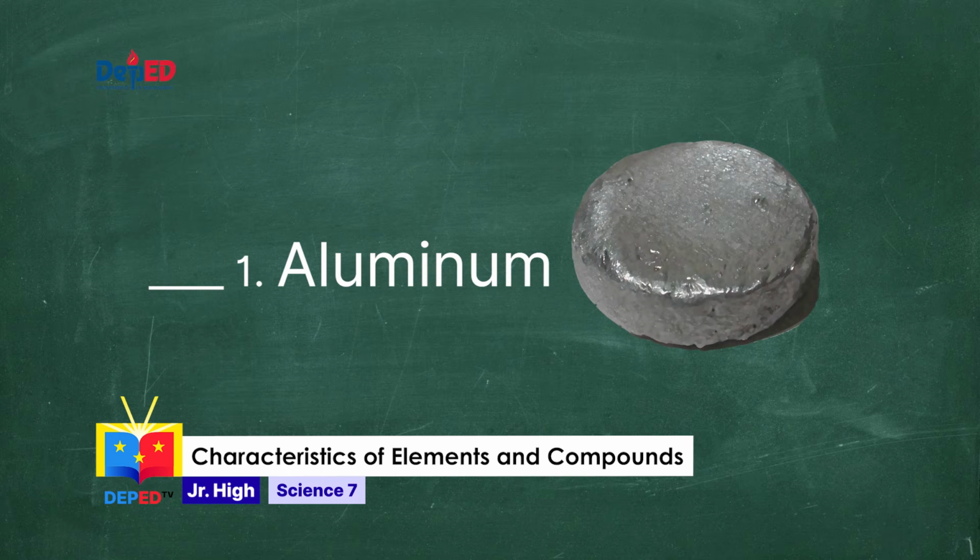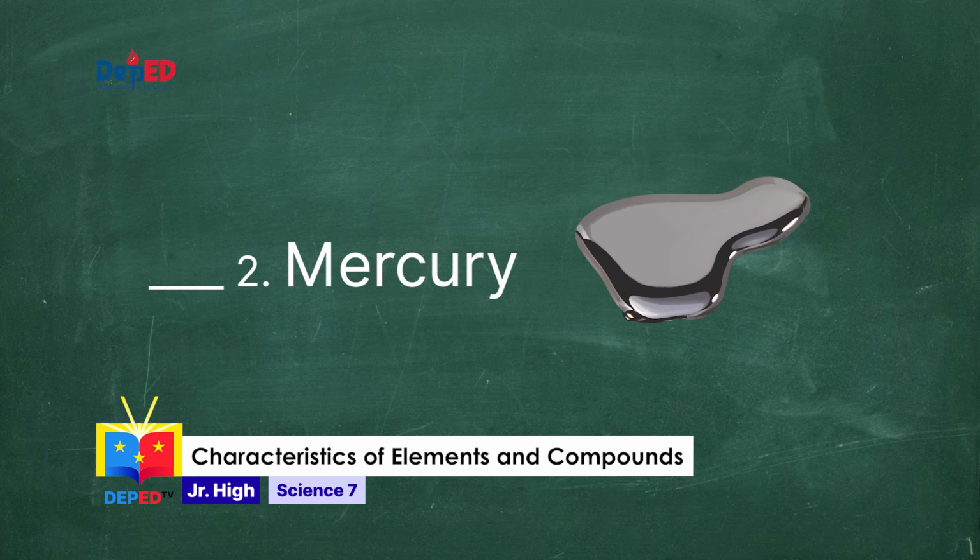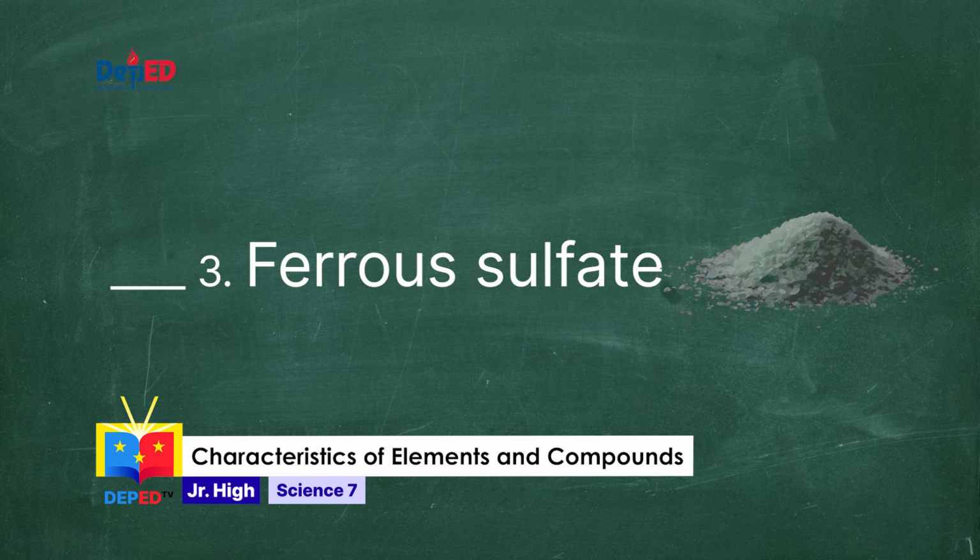Number 1. Aluminum. Aluminum is an element, so the correct answer is letter E. Number 2. Mercury. Mercury is also an element, so the right answer is letter E. Number 3. Ferrous sulfate. Ferrous sulfate is a compound. And if your answer is letter C, you got it right!